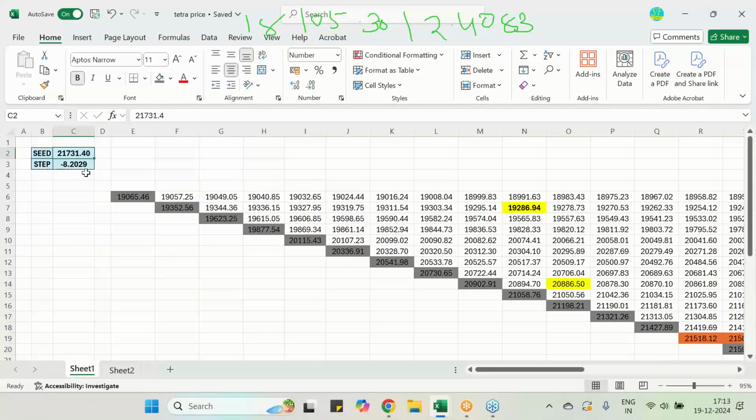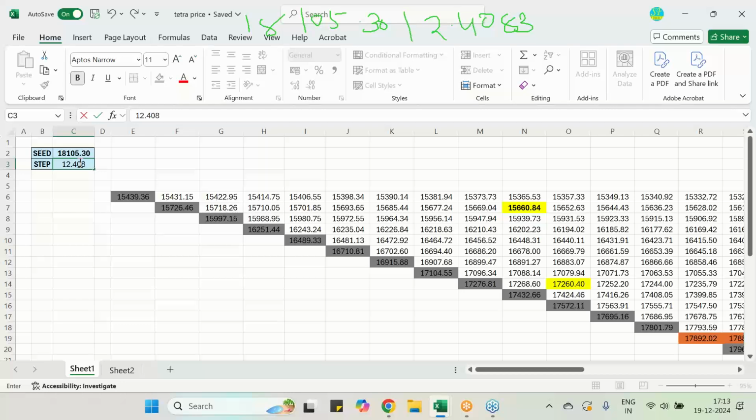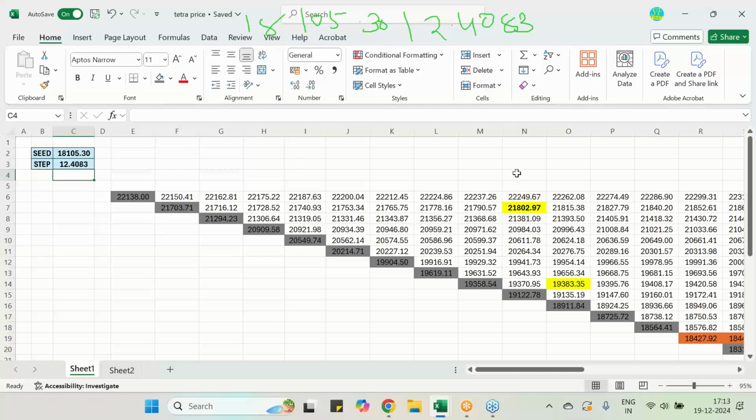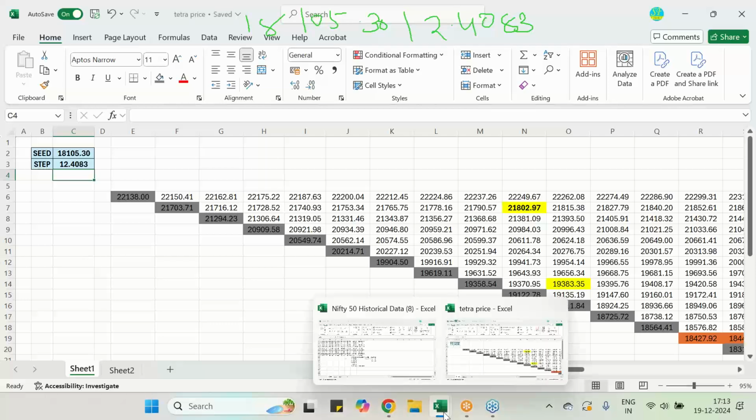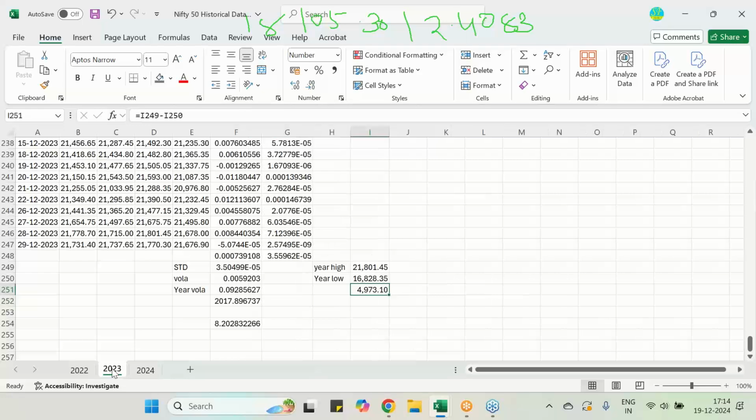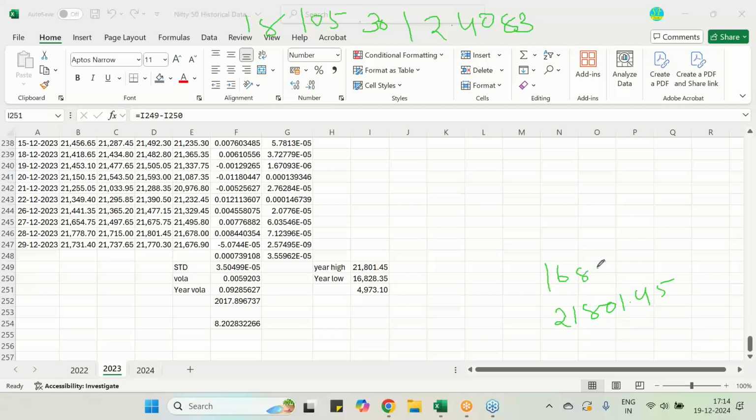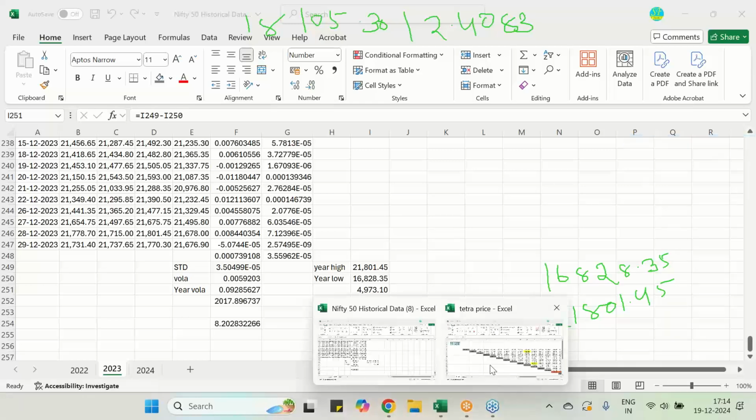So here I go for the calculation: 18,105.30, and the step is 12.4083. Done. Again I say, in yesterday's video, when you used the crude data, the actual high and actual low had a 30 to 40 point difference in the year 2023. Now what are we getting? We are getting a high of 21,801.45. This is the high for 2023. And 16,828.35 is the low of the year 2023. Let me go back to the calculation and see.